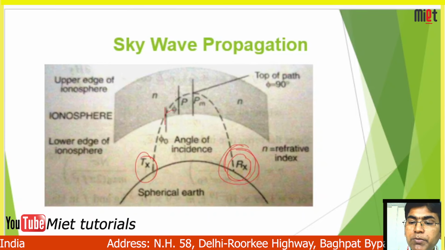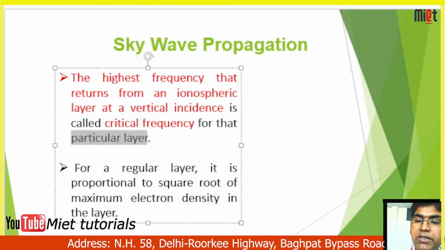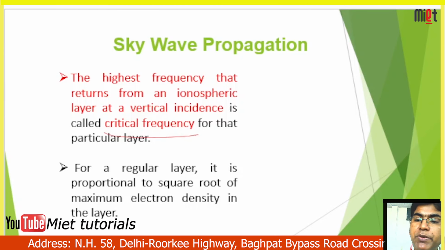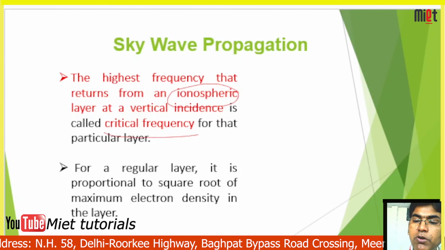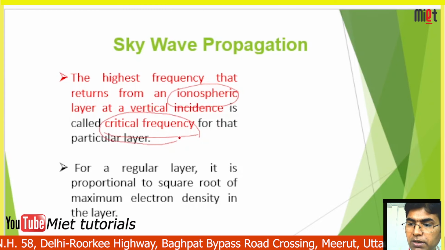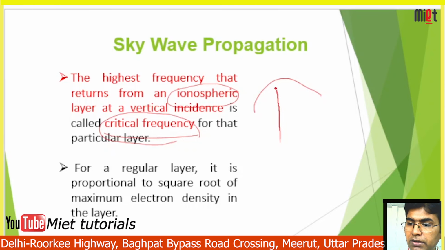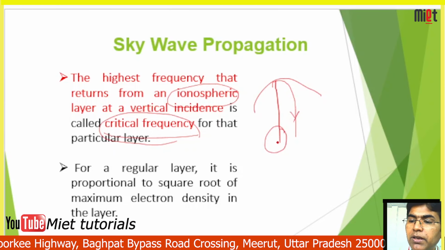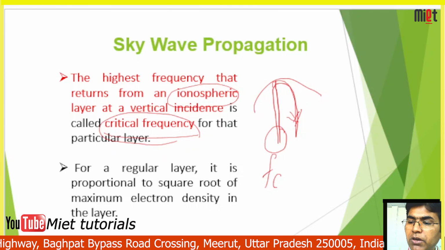Now there is a term called critical frequency. Critical frequency is the highest frequency which would be returned by the ionosphere. The highest frequency which would be returned by the ionosphere after refraction is called the critical frequency in vertical incidence. Suppose this is the ionosphere and you are transmitting a signal vertically. If it gets returned, then the highest frequency for which this phenomenon is happening is called the critical frequency Fc, and it equals 9 square root Nm.